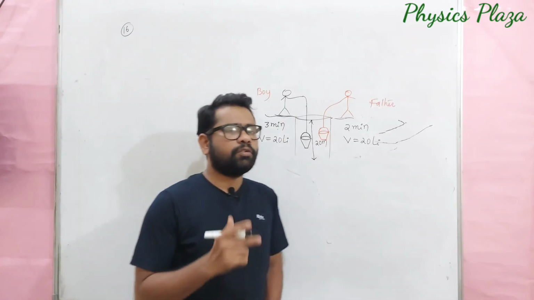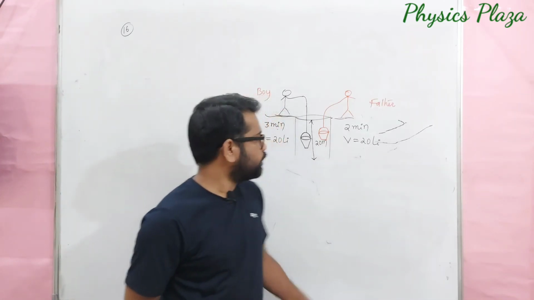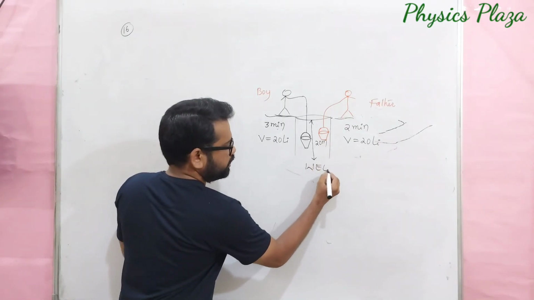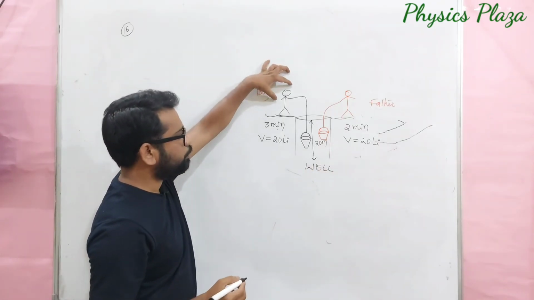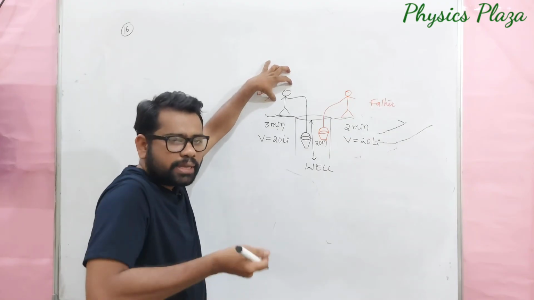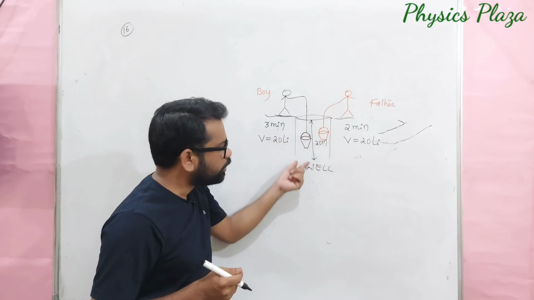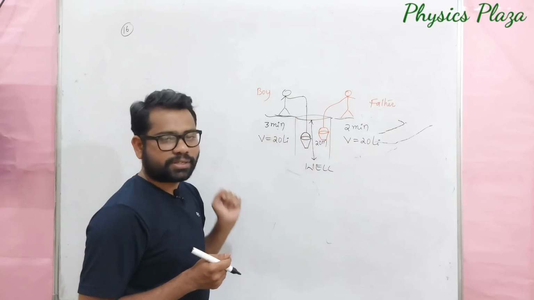Children, in this session we are going to solve the last numerical. It is given that here is a well, and a boy is taking out 20 liters of water from a well of depth 20 meters in 3 minutes.